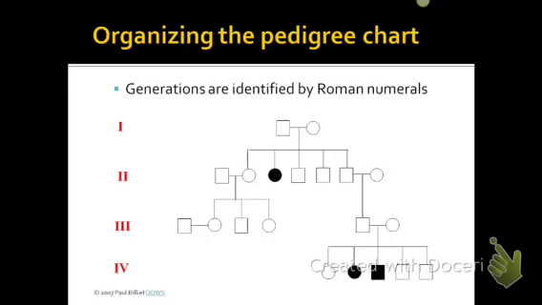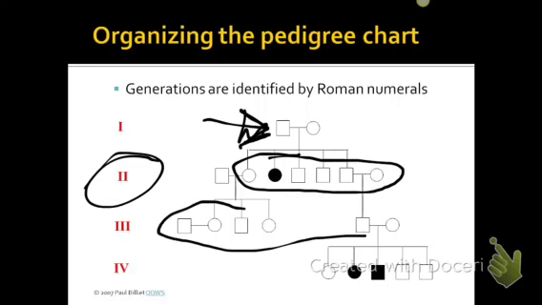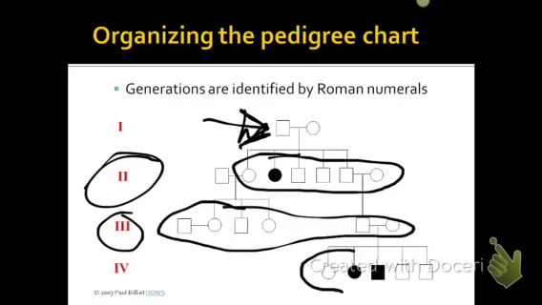And when we are looking at the organization of a pedigree chart, generations are identified by Roman numerals. So your grandparent generation, if that's the one you're starting with, that's Roman numeral 1. These are your parents and your aunts and uncles, that's Roman numeral 2. And then this would be your generation, which is Roman numeral 3. And then if you had children, that would be Roman numeral 4. And you could keep going. If your children then had children, that would be Roman numeral 5. So they keep going and going and going. Okay?